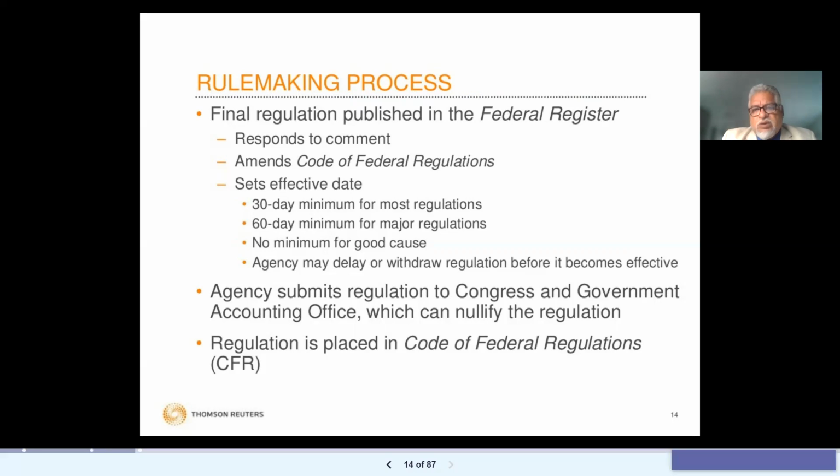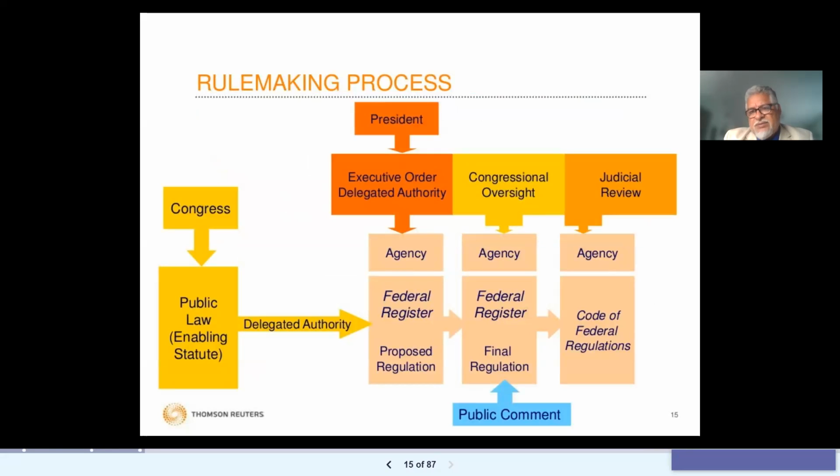An agency may delay or withdraw a regulation before it becomes effective to let people know, or for other reasons. The agency submits a regulation to Congress and the Government Accountability Office, which can nullify regulations that are found to be inappropriate, and the regulation is placed in the CFR. See the steps, how they go.